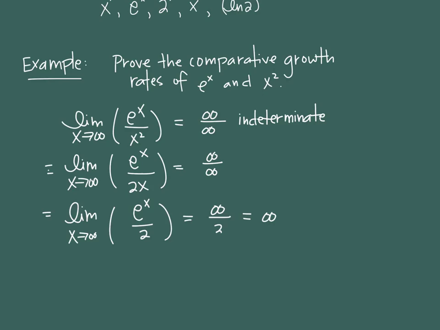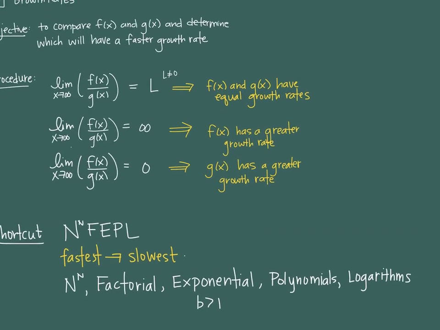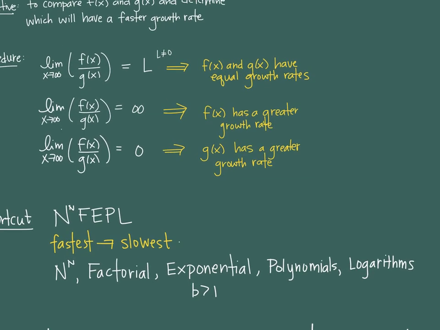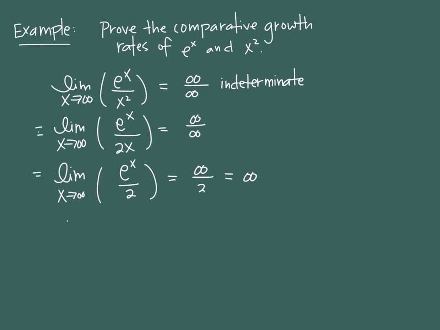Since the result is infinity, we look back at our procedure. When the result is infinity, that means that the numerator had the greater growth rate. So therefore, e to the x has the greater growth rate, which we knew anyway, but we're just justifying it.